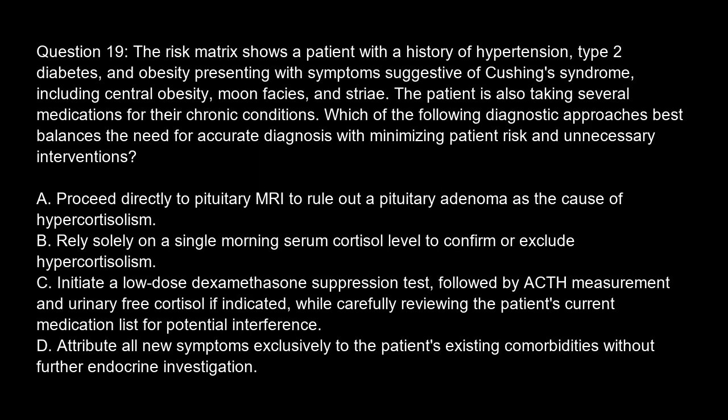Question 19. The risk matrix shows a patient with a history of hypertension, type 2 diabetes, and obesity presenting with symptoms suggestive of Cushing's syndrome, including central obesity, moon facies, and striae. The patient is also taking several medications for their chronic conditions. Which of the following diagnostic approaches best balances the need for accurate diagnosis with minimizing patient risk and unnecessary interventions?